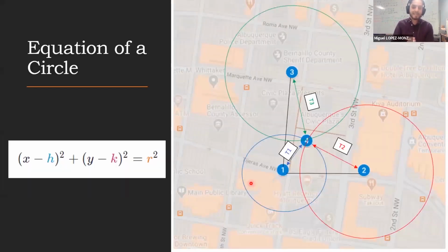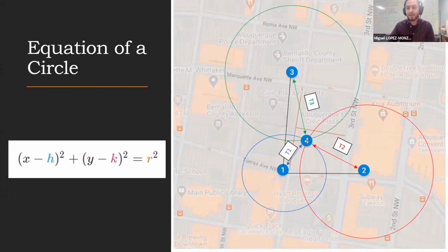So this is the equation of a circle. I'm sure most of you hated this thing if you saw it, or enjoyed it. Math is amazing. But here you go. That's what it is. This is basically the basis of our math for this project.